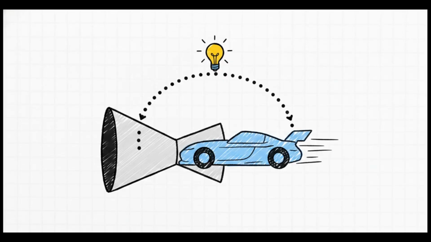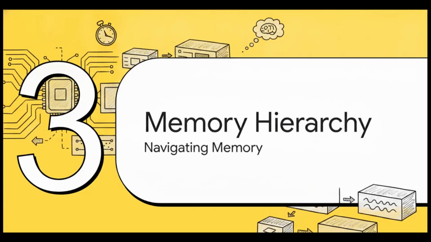So because these basic measures of computer performance dictate the absolute speed limits of our system, engineers know they can't just rely on brute force. They have to get incredibly clever. They have to design brilliant workarounds to cheat these physical bottlenecks. And that leads us perfectly into Section 3, navigating the memory hierarchy.